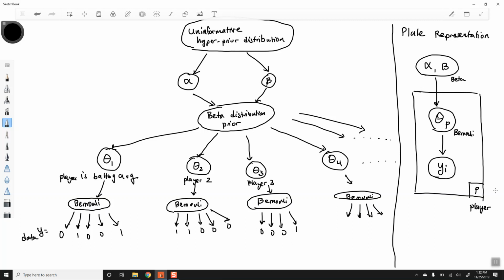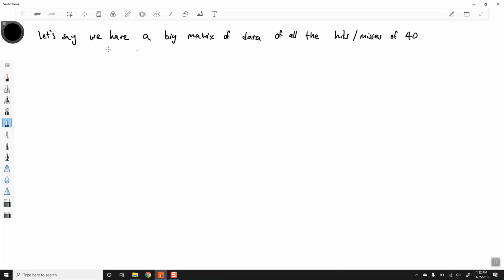All right, so what are we going to do? Let's say we have a big matrix of data of all the hits and misses of, say, 40 players, and we want to get estimates of all the unknown parameters.